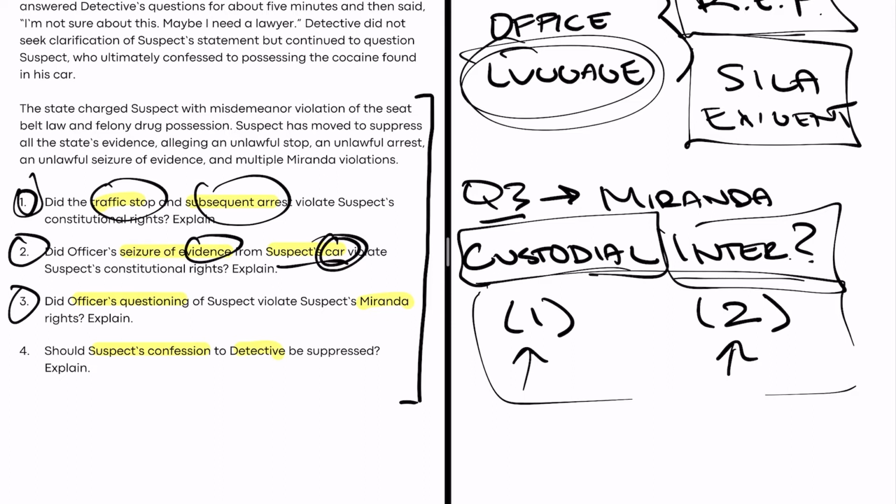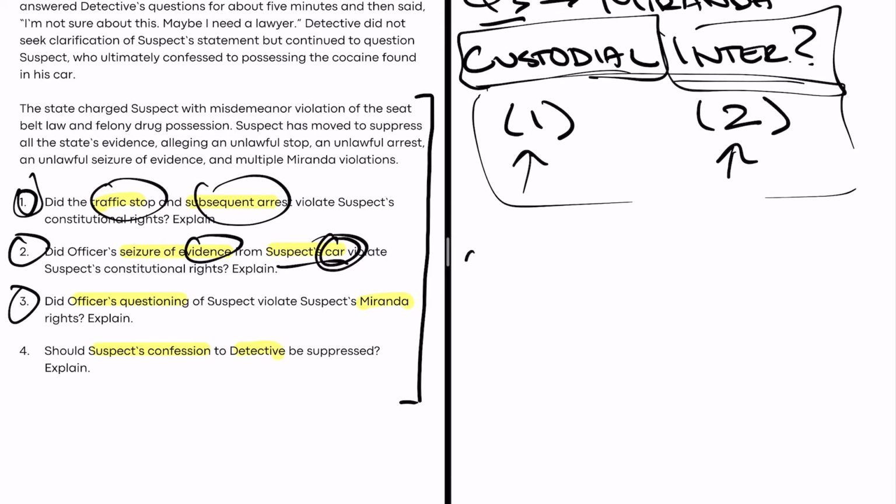Did the officer's questioning of suspect constitute a custodial interrogation? If so, then that officer had a duty to inform the suspect of his Miranda rights. If he failed to do that, that's where we could get a violation of Miranda v. Arizona, which takes us to question number 4. We'll see if we can figure out what's going on here. Question number 4 asks, should suspect's confession to detective be suppressed? Explain. Okay, unfortunately, there's 100 different reasons a confession could be suppressed.